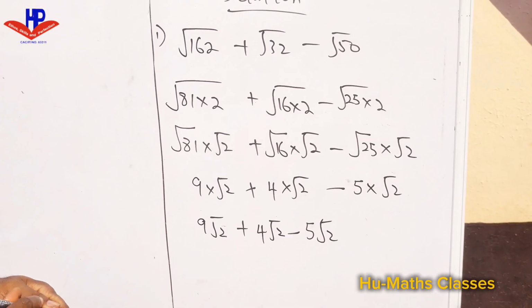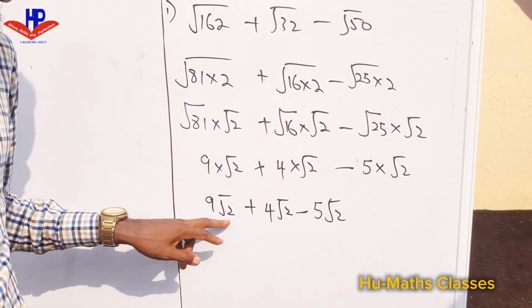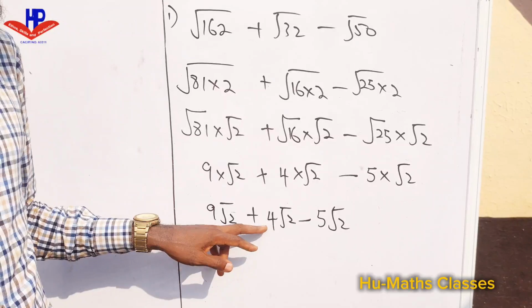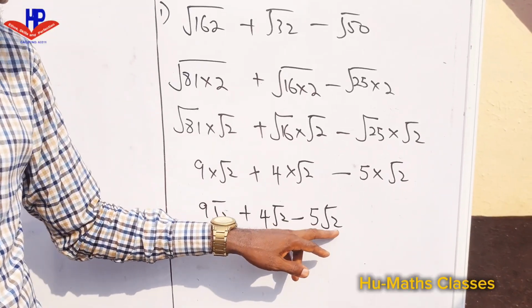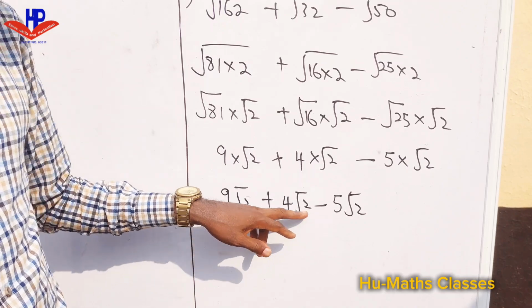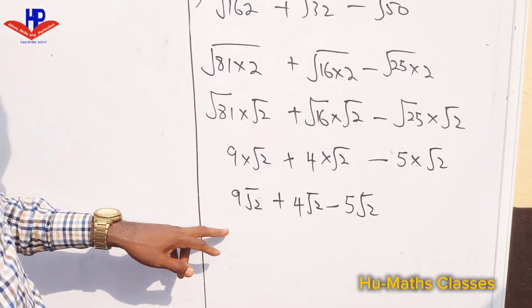Now we can solve further because they are in the same surd form. Root 2, root 2, root 2. It's like saying 9x plus 4x minus 5x. So in this case, it is a surd number that we have here, which is root 2, root 2, root 2. So they are all of the same family, so we can add them.